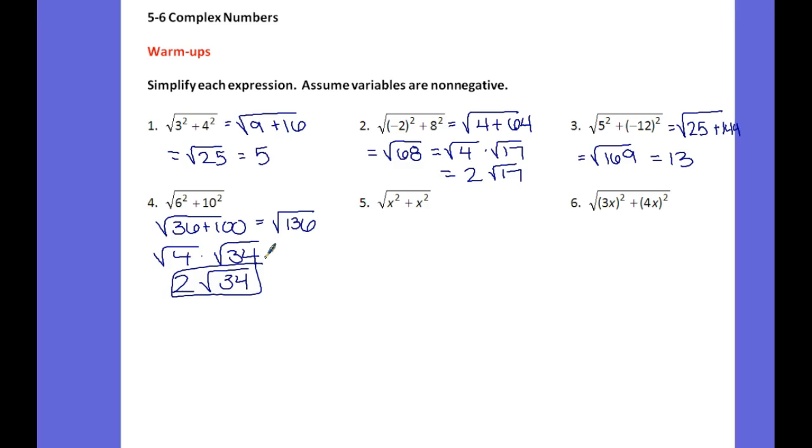Okay, what's x squared plus x squared? 2x squared. Can I simplify the square root of 2? No. What's the square root of x squared, though? X. It is even, so it becomes absolute values with root 2 left behind.